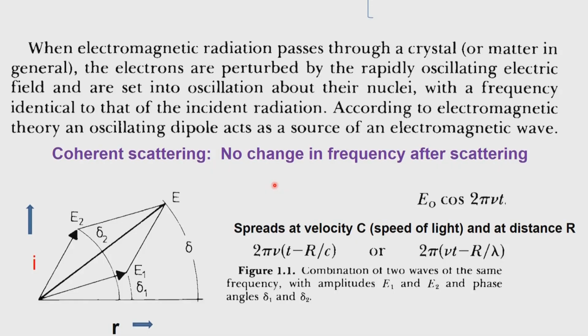Suppose this is our position of the object, this is the position of the object from which this scattering is emanating. We are now measuring it at a distance, let us say r.